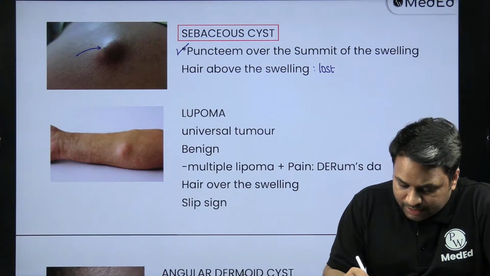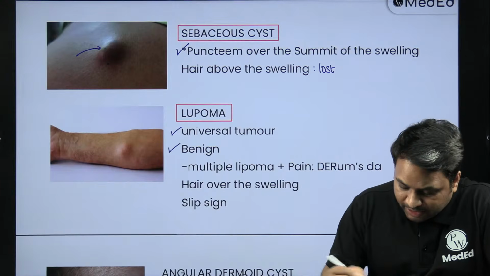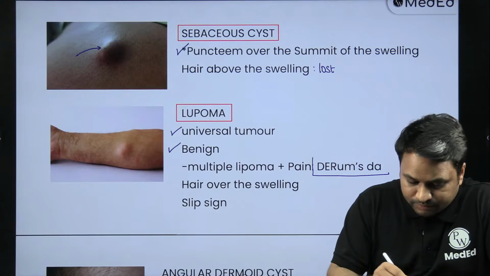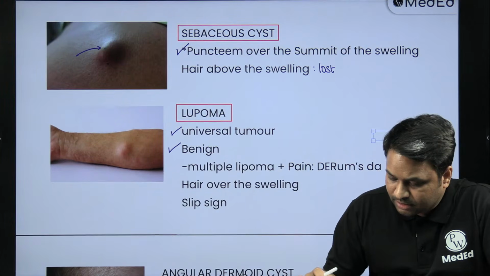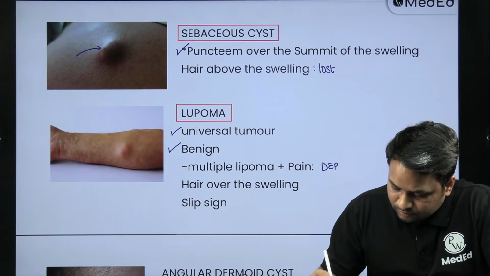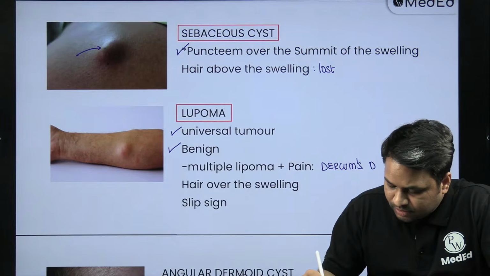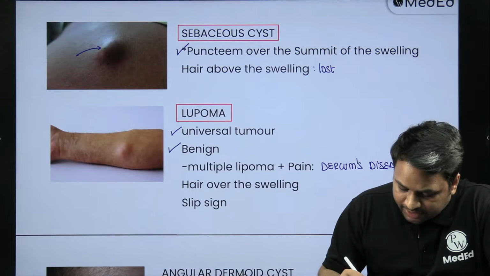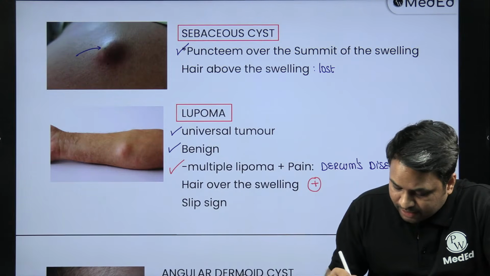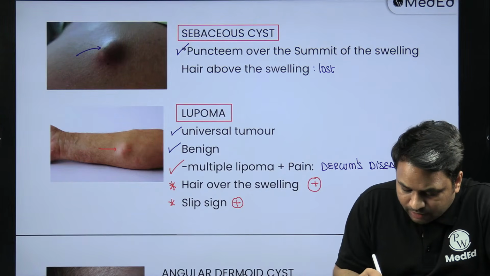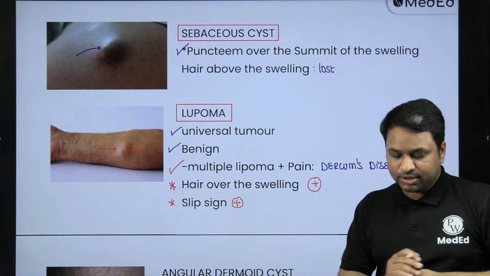Lipoma, on the other hand, is called the universal tumor. It is benign. If there are multiple lipomas with pain, it is called Dercum's disease. In lipoma, the hair over the swelling is going to be present and the slip sign is going to be positive. Slip sign is when you try to palpate here and it runs away. That is called slip sign positive.